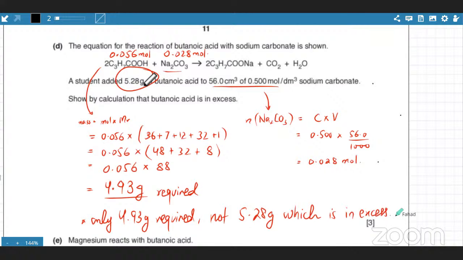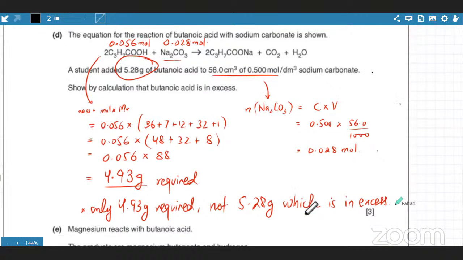So we've done our working. Let me recap quickly. We found the moles of sodium carbonate first because volume and concentration were given. We used the formula for moles and found the moles of sodium carbonate. Once we did that, we figured out the moles of butanoic acid. It's 1:2, so the moles of butanoic acid were double that. Once we had that, we figured out the mass that was required, 4.93 grams, using the Mr. We then realized that they're using 5.28 grams, which is more than the required amount. So it's an excess. You're adding too much.